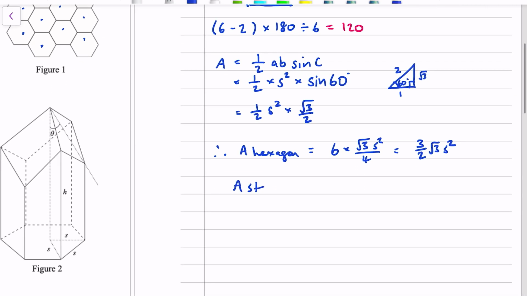Area of the stack equals 16 times 3 over 2 root 3 s squared. And 16 over 2, there's 8, so we've got 24. When we put the 3 there, 24 root 3 s squared. Done.